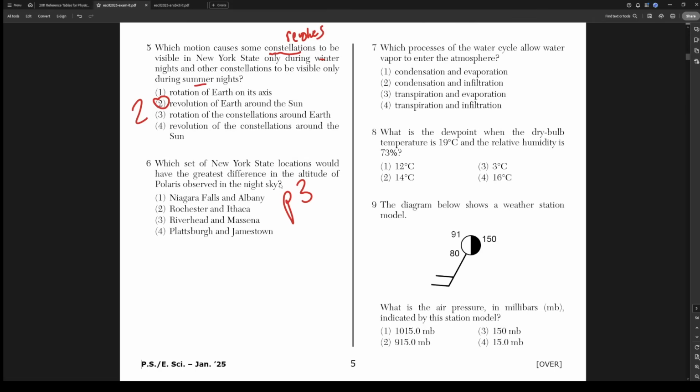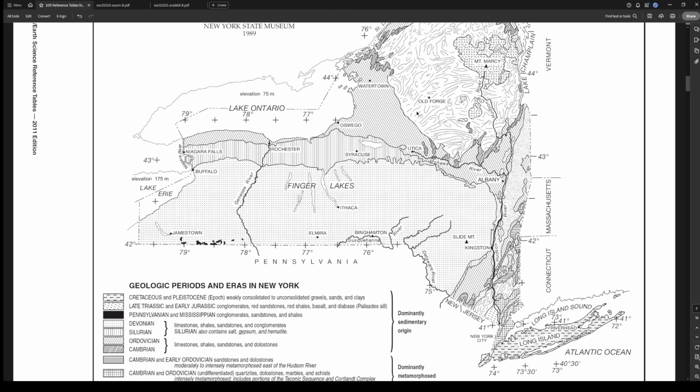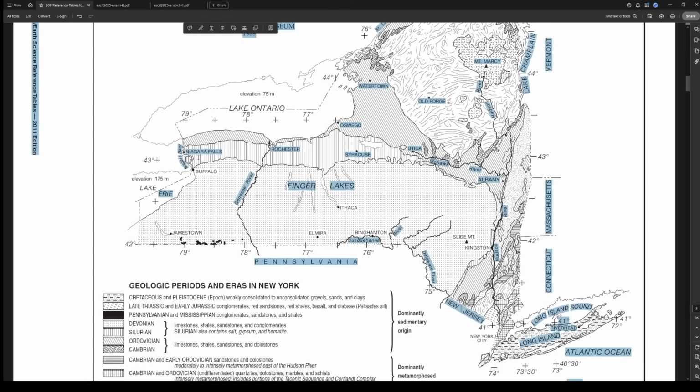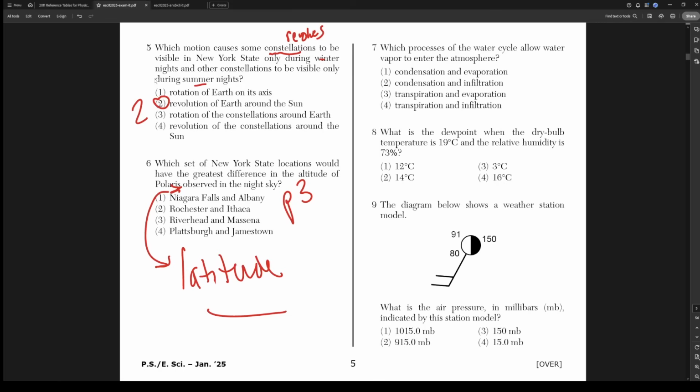So the greatest difference in altitude of Polaris. We want the greatest difference in latitude, because anything to do with Polaris is going to be a change in latitude, and it only works in the northern hemisphere, remember. Okay, so we're going to go Niagara Falls and Albany. We're going to find them, and this is going to maybe take you a little bit to find these. Niagara Falls, Albany, so this is choice A. They're pretty much on the same latitude, so that is not going to be the answer probably.